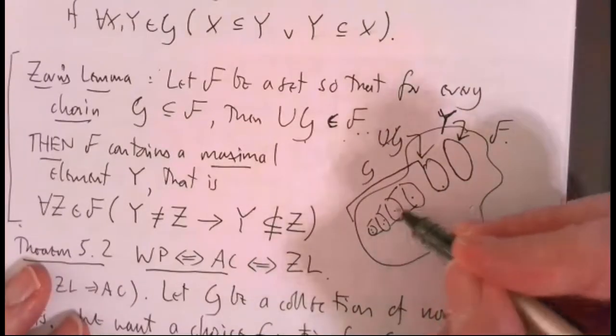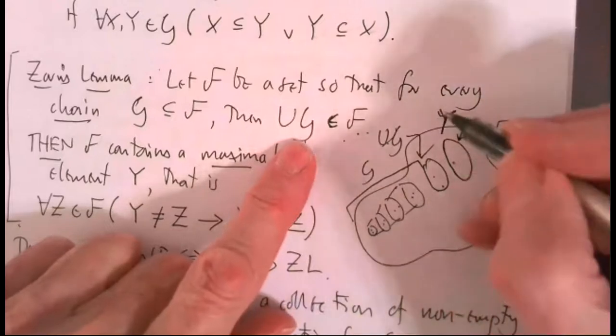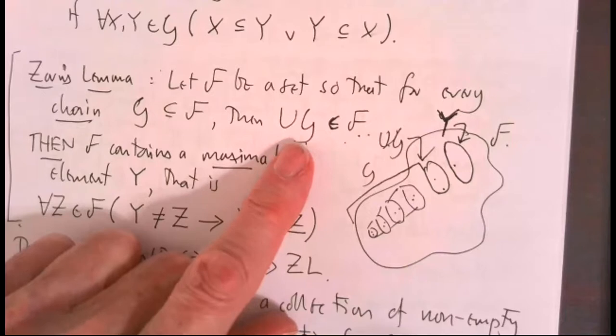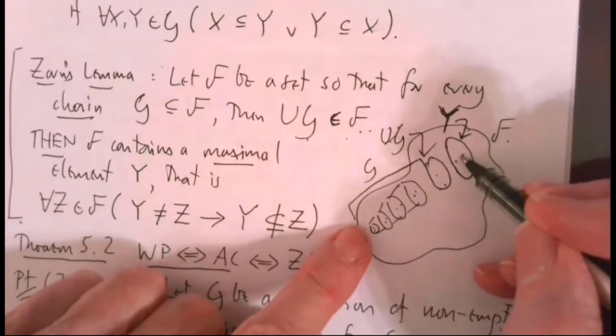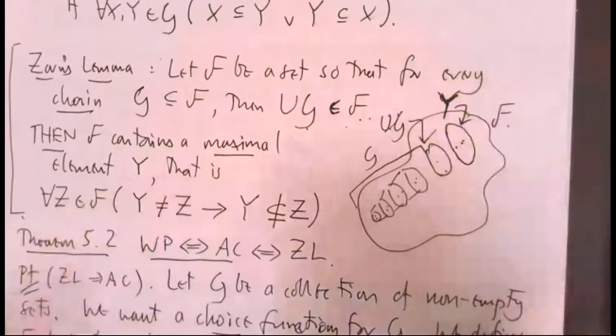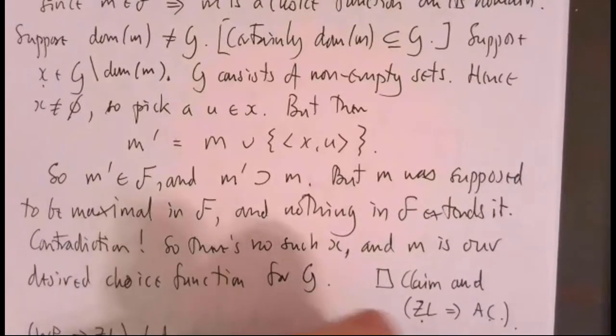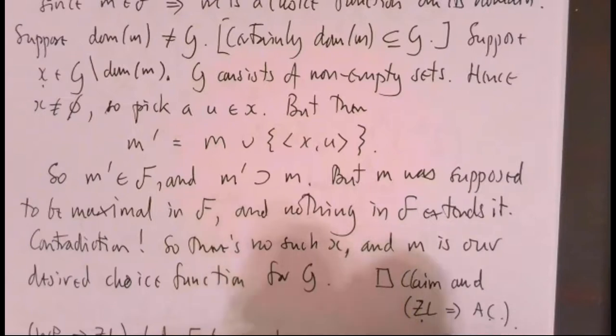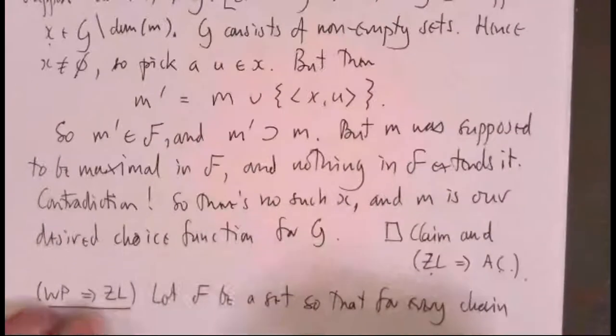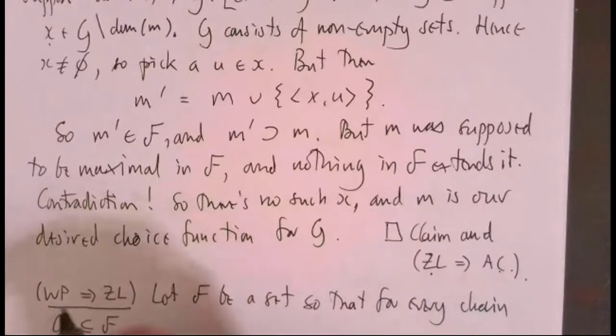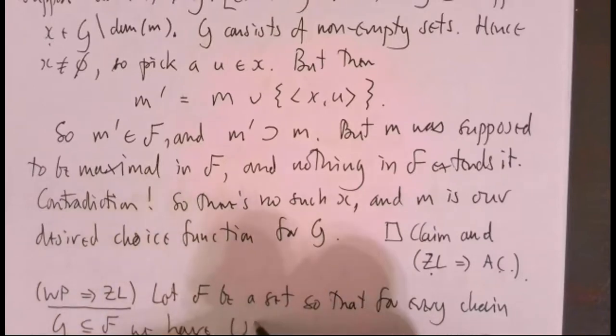Here's our F. Here's a possible chain G. The union of the elements in G, this Y here, has got to be in F, but also there's a Y in F that's maximal, so with no proper superset in F. So let F be a set so that for every chain G contained in F, we have the big union of G is an element of F. So we want a maximal element of F.